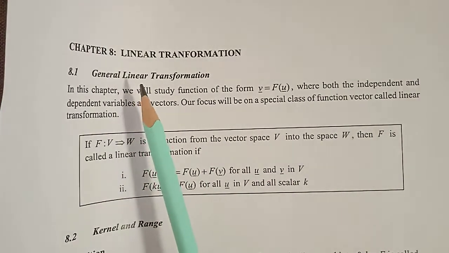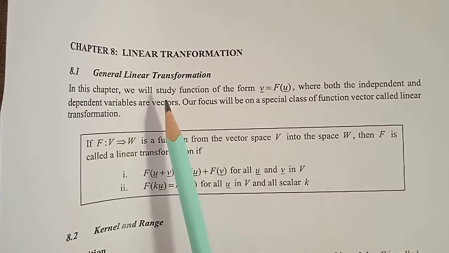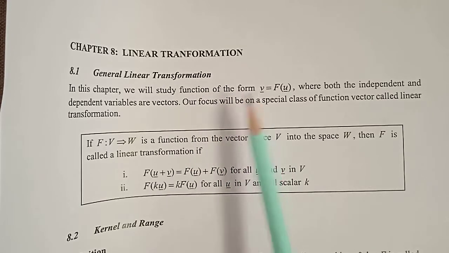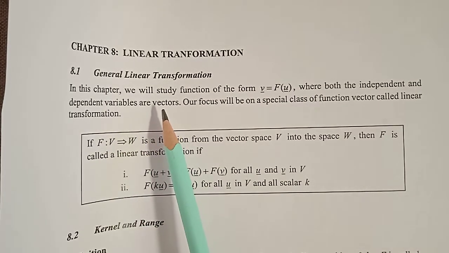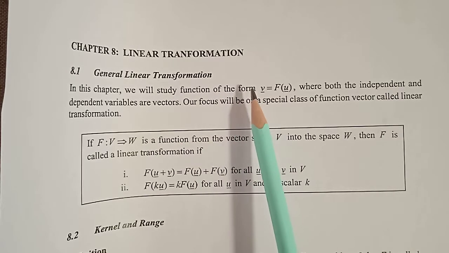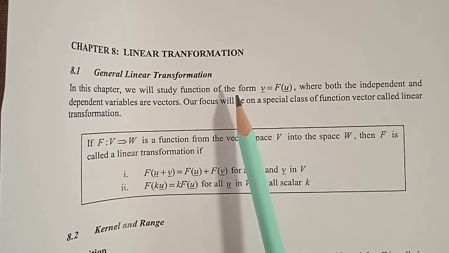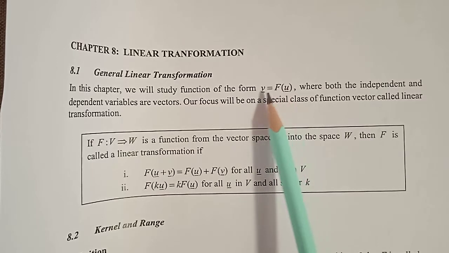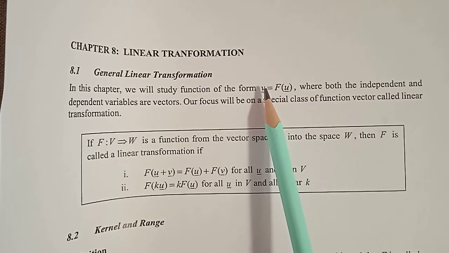Okay, chapter 8 is about linear transformation. Linear transformation is about functions in the form of vectors, where the independent and dependent variables are vectors. We have learned in calculus about functions where the function is in the form of variables, but now the function is in the form of vectors. The independent variable is vector u, and the dependent variable is vector v.